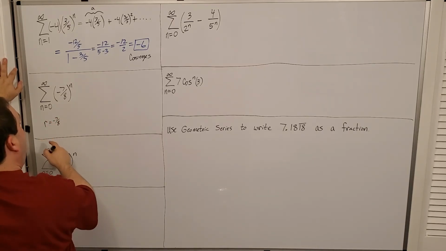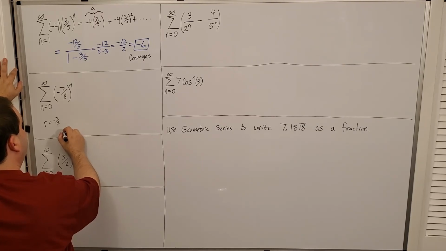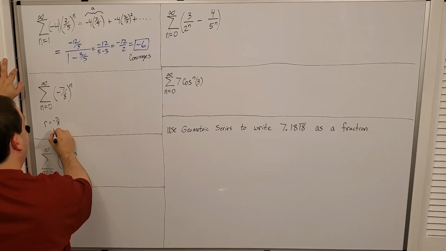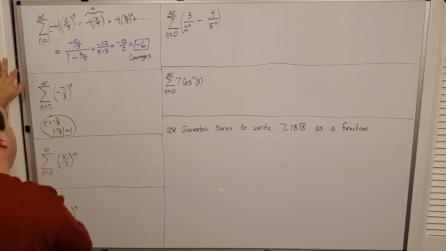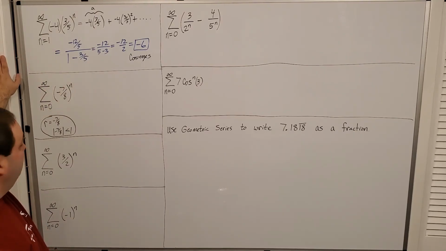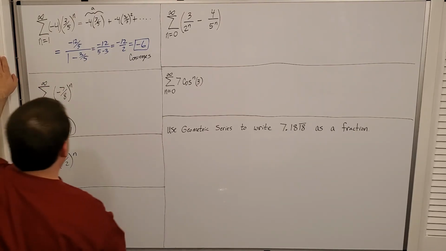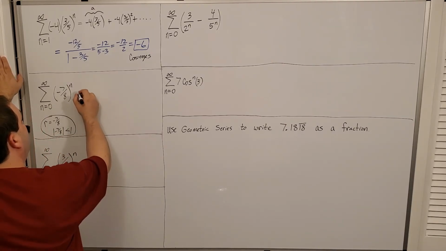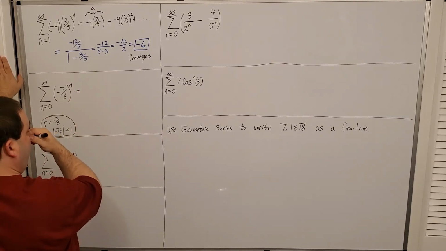And the absolute value of that, the absolute value of negative 7/8, is less than 1. This is absolutely true, right? So I can say that this does converge. What does it converge to? Well, let's find out. Let's list out the first couple of terms here.